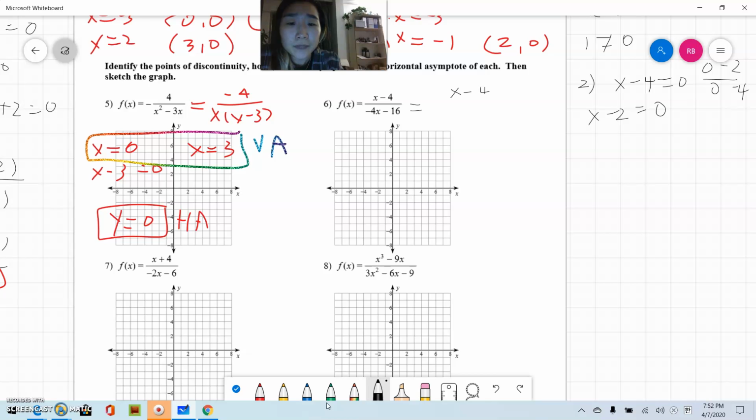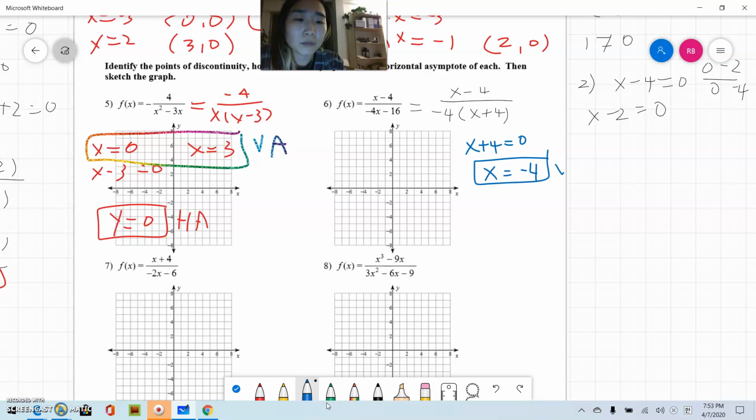X minus 4, and I'm going to factor out the GCF first. So then my vertical asymptote would be x plus 4 equals 0. So x equals -4 is my vertical asymptote. And my horizontal asymptote would be y equals 1 over -4, right? Because you have to do coefficient over coefficient. So this is my horizontal asymptote.